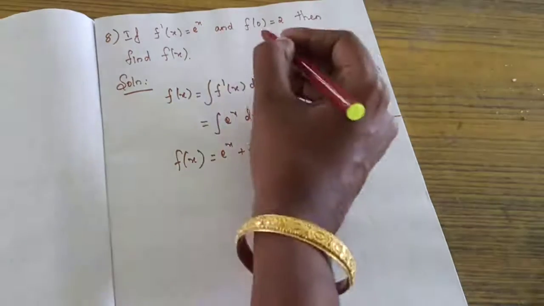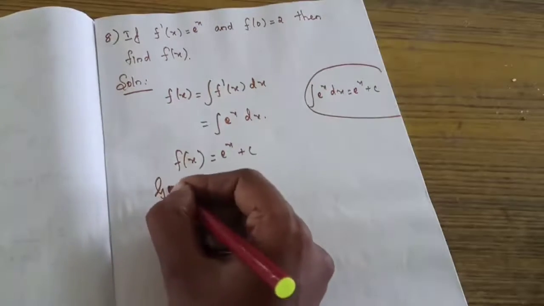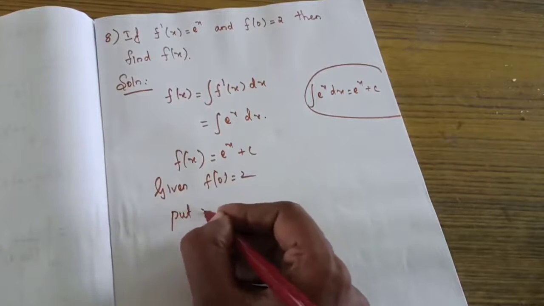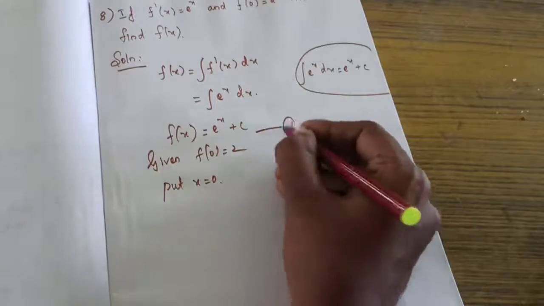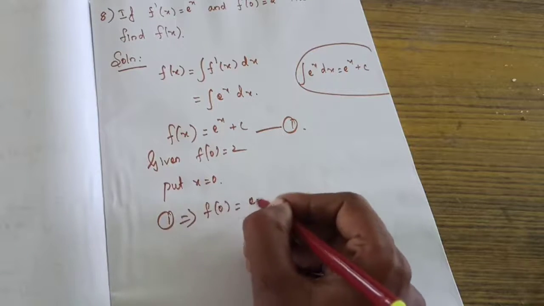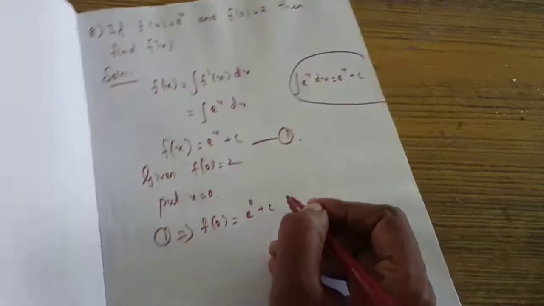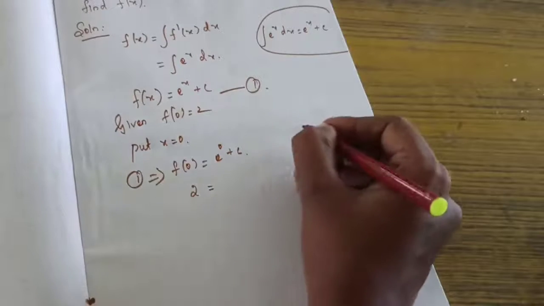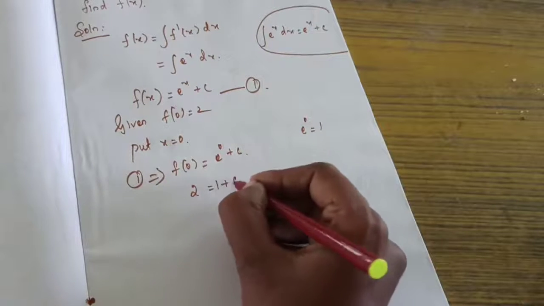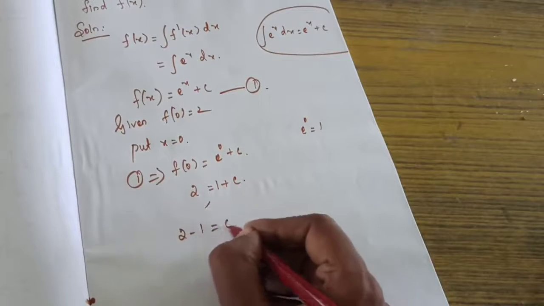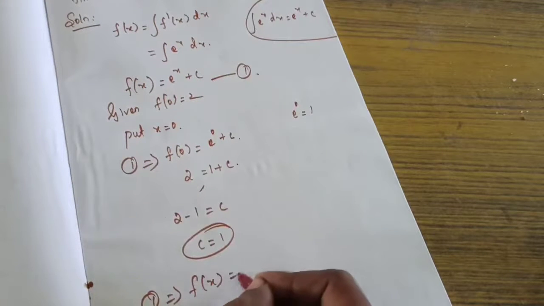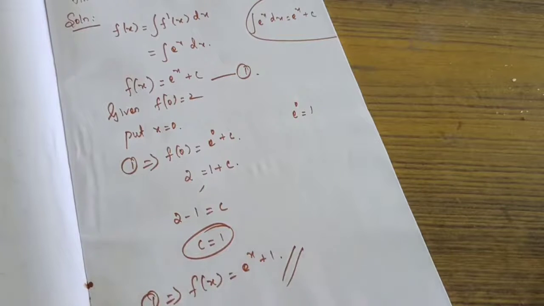Here the value of f of 0 is given as 2. So for x, what will you put? Put x equal to 0 and substitute in equation number 1. So f of 0 equals e power 0 plus c. What's the value of f of 0? 2. What's the value of e power 0? Any number power 0 is 1. So 2 equals 1 plus c. Bring this over: 2 minus 1 is equal to c. So c equals 1. Now substitute in equation 1. f of x is equal to e power x plus 1. That's the answer. Got it?